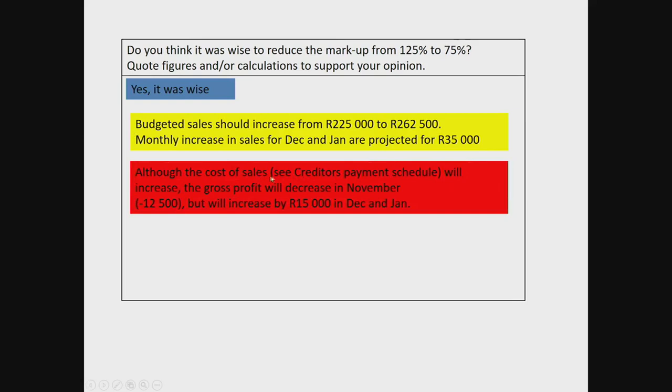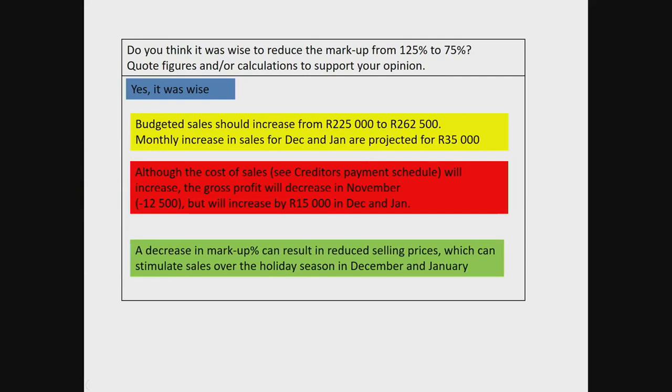But obviously the cost of sales figure was also going to increase, but the gross profit will decrease in November, but then it will again increase by 15,000 in December and in January. And then obviously a decrease in the markup can result in reduced selling prices, which can stimulate sales over the holiday season in December and January. That is why there's an increase in the sales figure for December and in January. Okay, let's just give you some time just to write those down quickly.